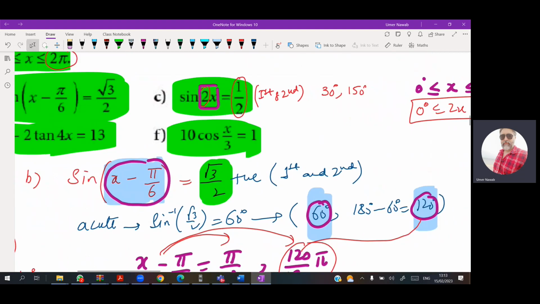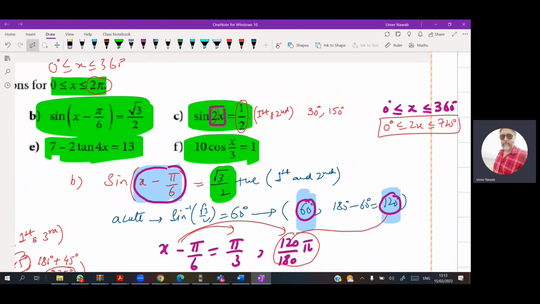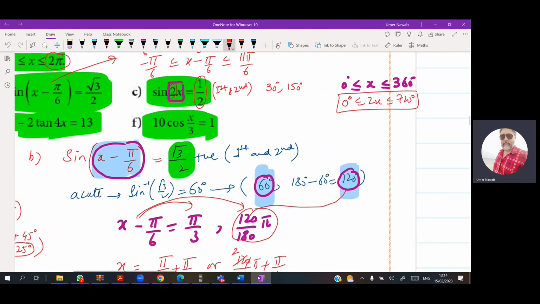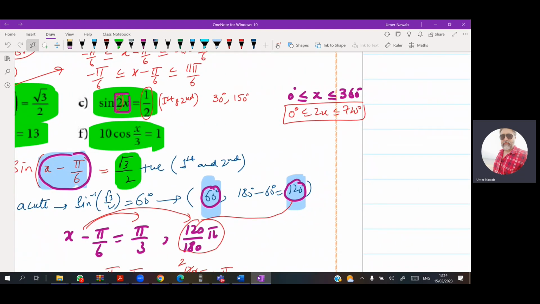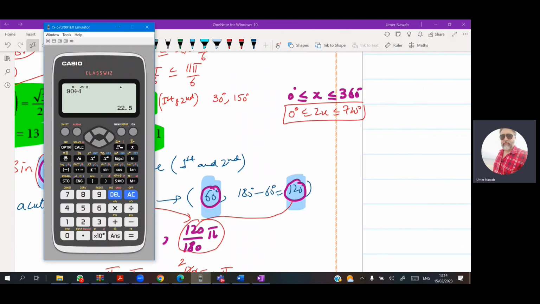In the previous case also, I did not find the dummy domain, but you have to find your dummy domain, which is 0 to 180 degrees, and I need to subtract pi by 6, x minus pi by 6, and this was 2 pi, so 2 pi minus pi by 6. So I have to find all the possible angles between minus pi by 6 to 11 pi by 6. So in this particular scenario, you guys can see now, I have found 30 and 150, but there are two more answers possible.